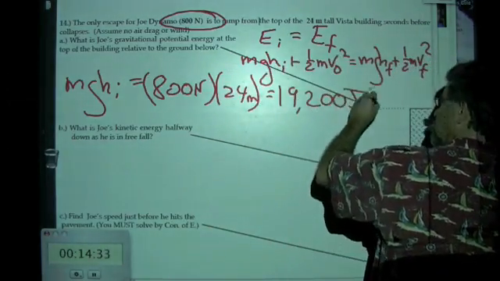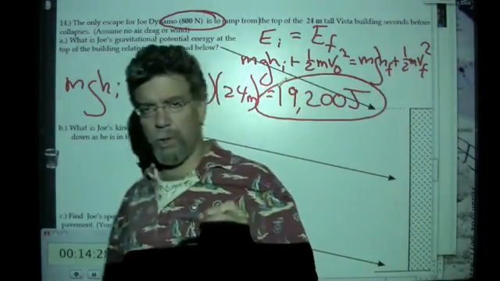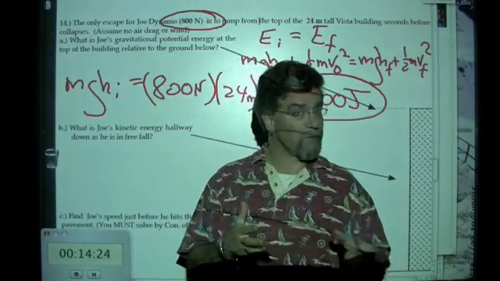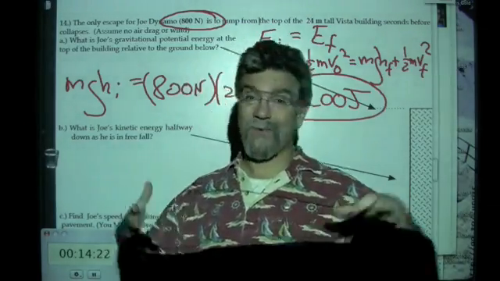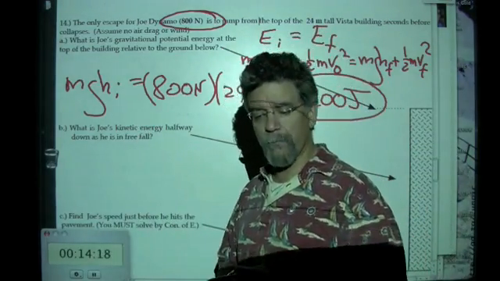19,200 joules. Remember, the joule is a unit for energy. Newton meter is a unit for work. There's a difference, though, which we'll get to later. There's a difference between work and energy. Work is where you're changing energy. With the work-kinetic energy theorem, you're changing energy by doing work.